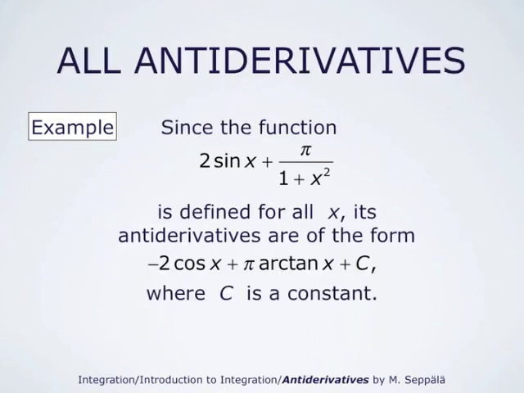Since the function 2 times sine of x plus pi divided by 1 plus x squared is defined for all values of x, it is defined on an interval. Therefore, all of its antiderivatives are of this form, this special antiderivative that we figured out plus a constant, that is minus 2 times cosine of x plus pi times arctangent of x plus capital C, where capital C is a constant.